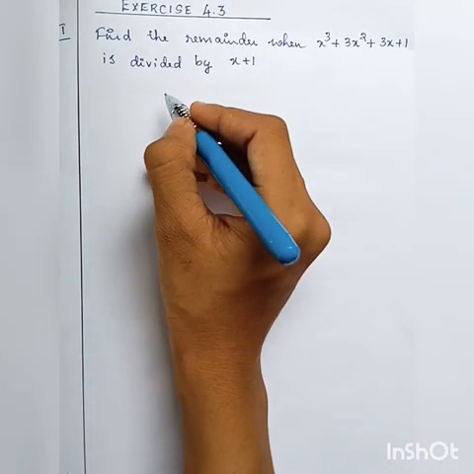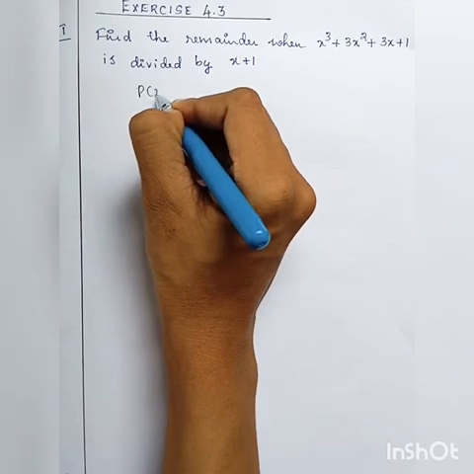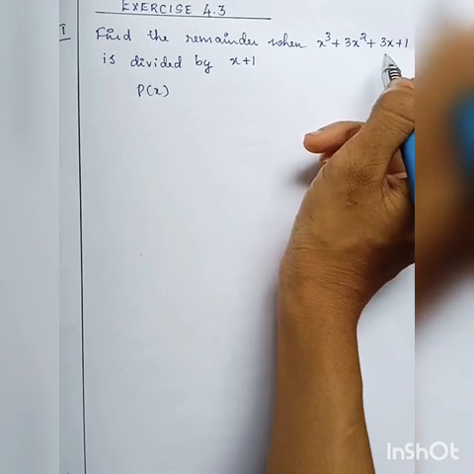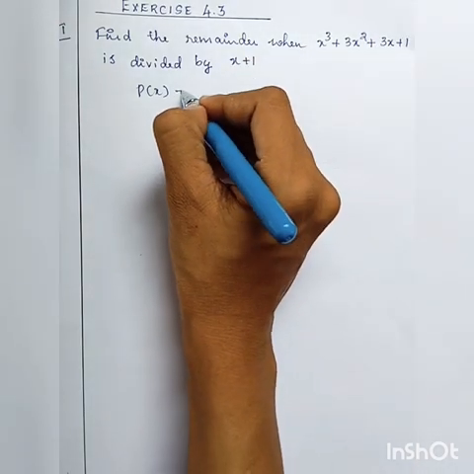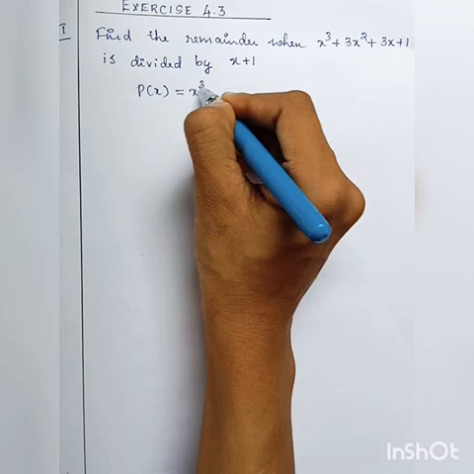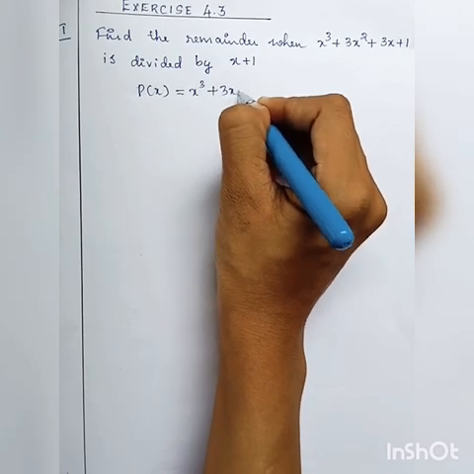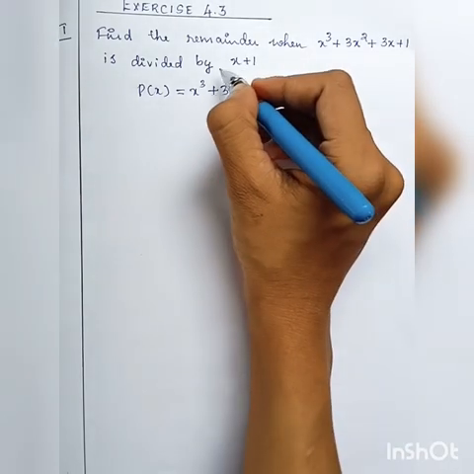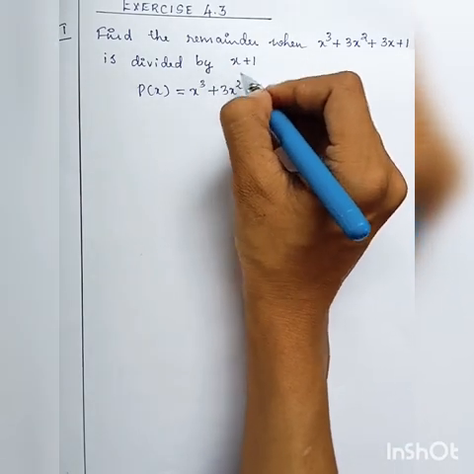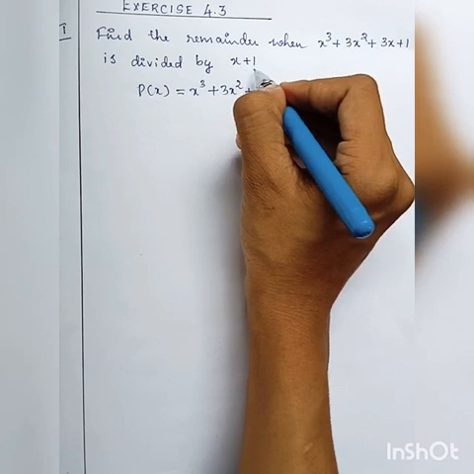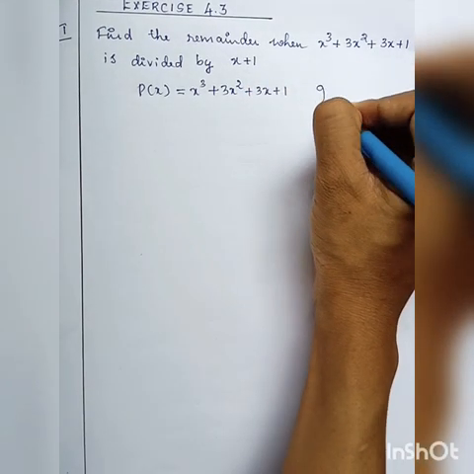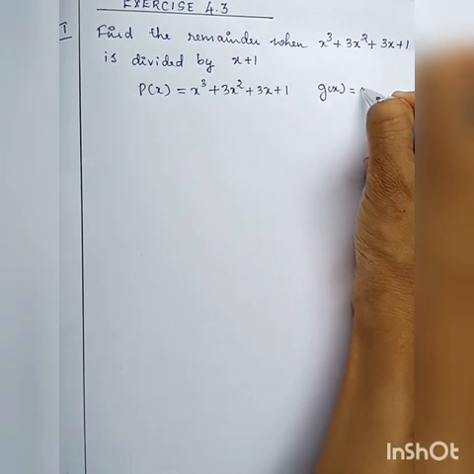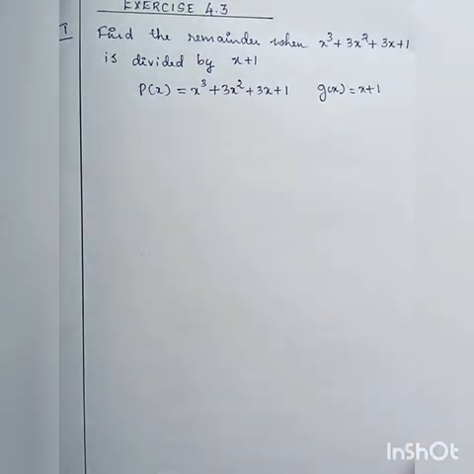So p of x is the dividend. x cube plus 3x square plus 3x plus 1 is the dividend, that is p of x. So write down p of x is equal to x cube plus 3x square plus 3x plus 1, divided by, so what is the divisor here? Divided by x plus 1. So x plus 1 is the divisor. We have to take it as g of x, correct? So g of x is equal to x plus 1.